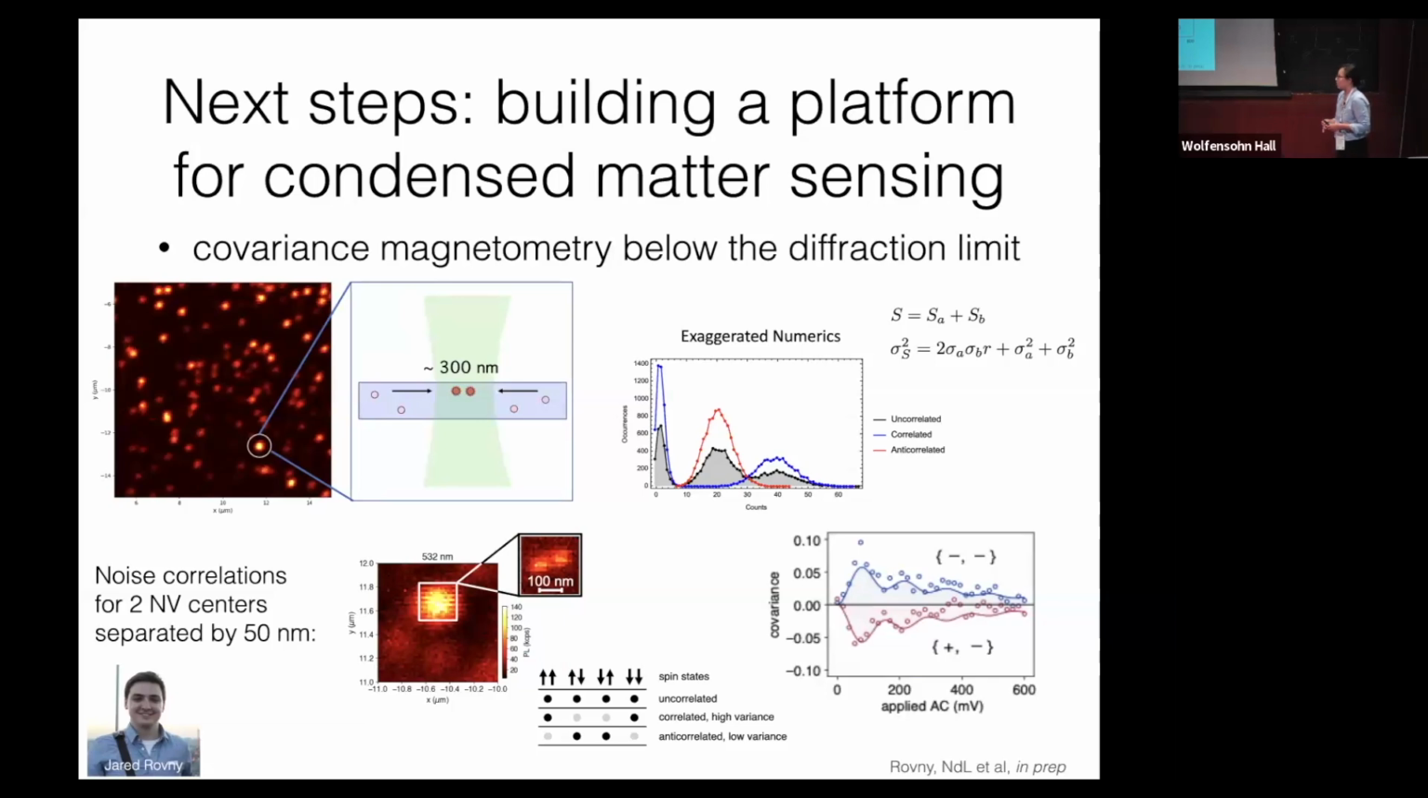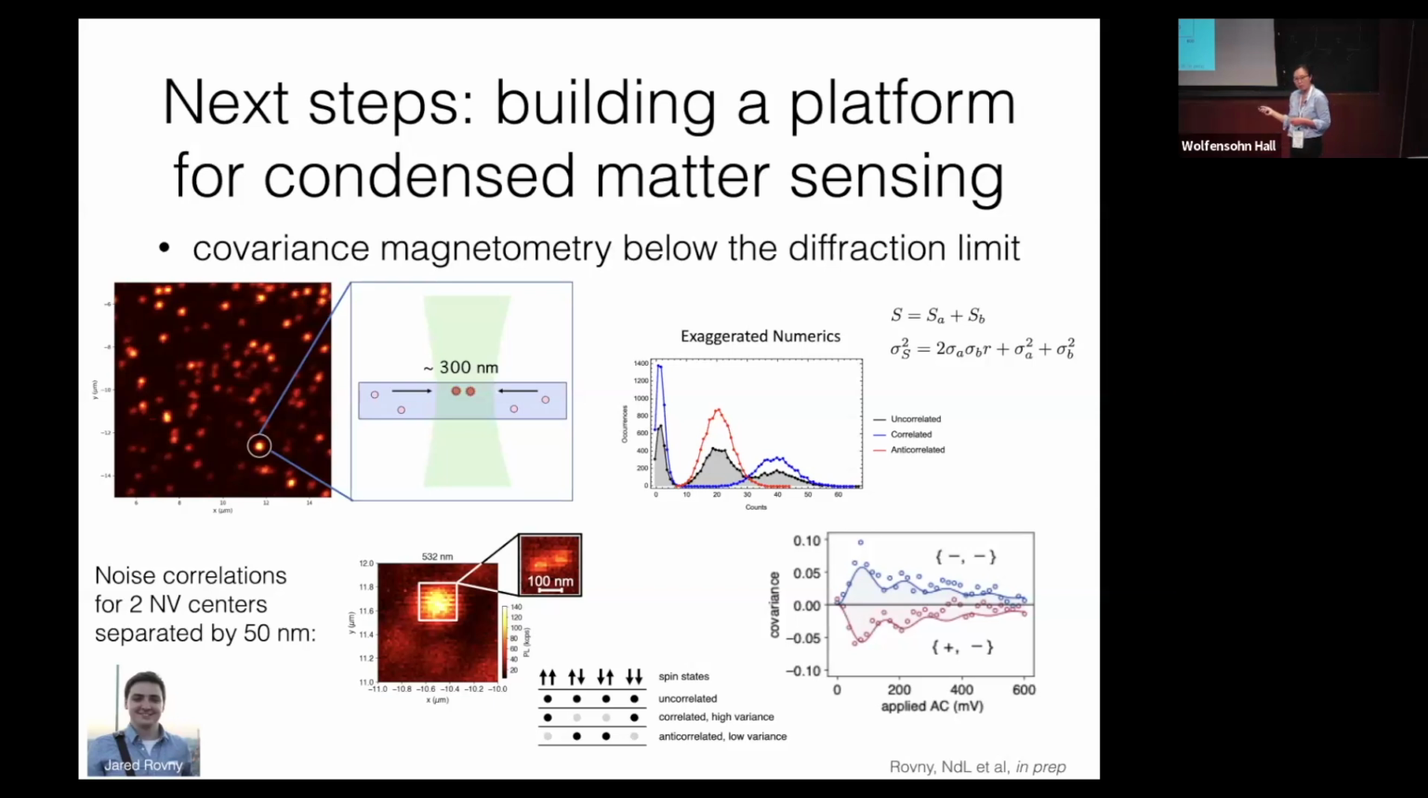So what we would really like to do is come up with a way to measure these correlation functions far below the diffraction limit. So in principle, there's actually nothing that stops me from doing this. So if I, for example, pick out this bright spot here, there's two NV centers that are separated below the diffraction limit. And then what I'm going to do is just measure their joint statistics, right? So if these guys are correlated, then what they should show up as both bright or both dark, and then sort of nothing in between.